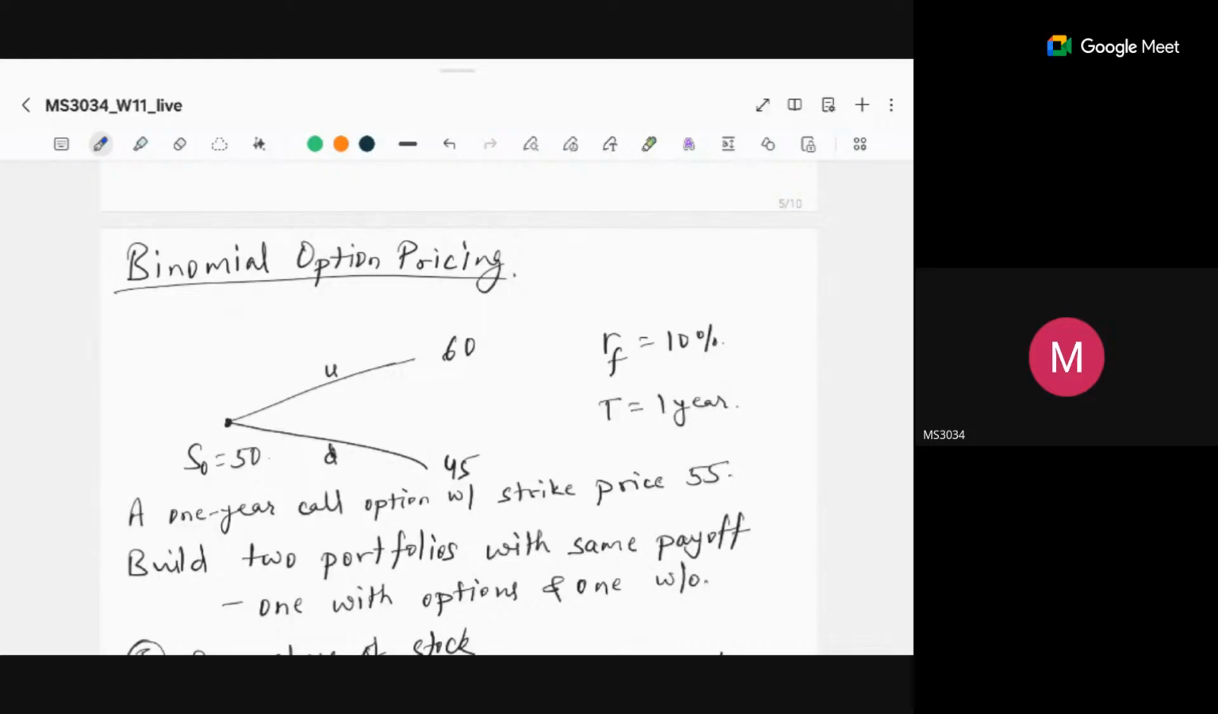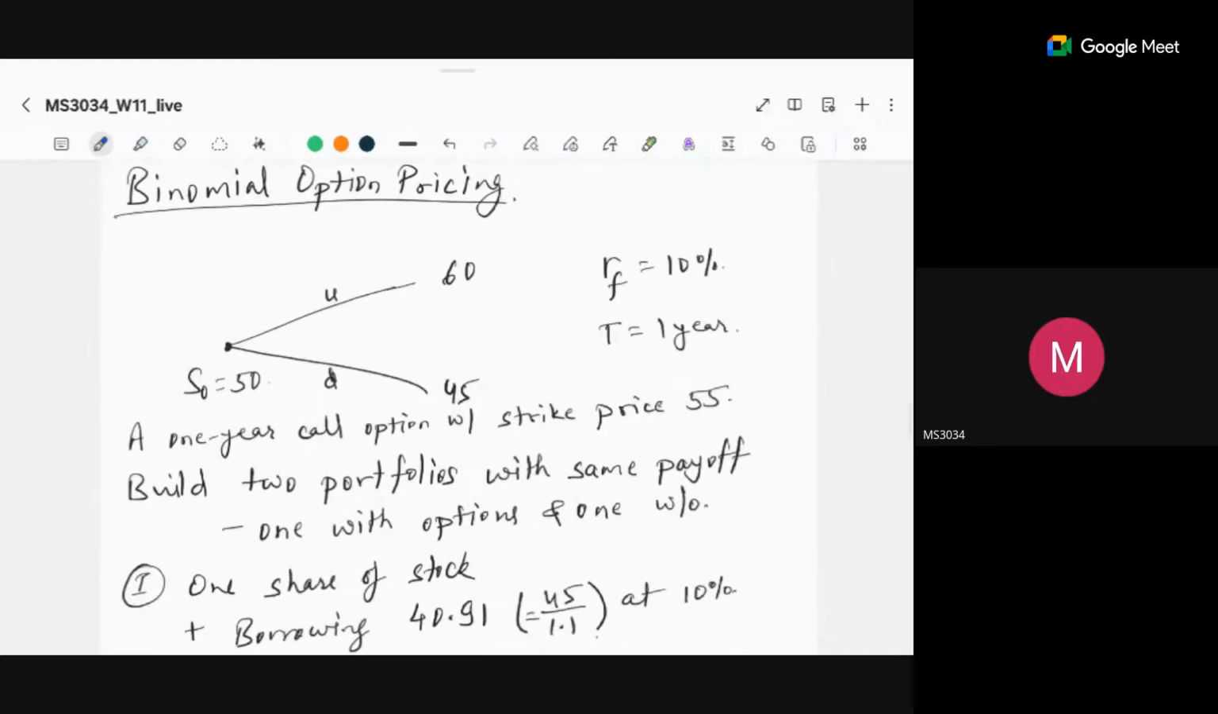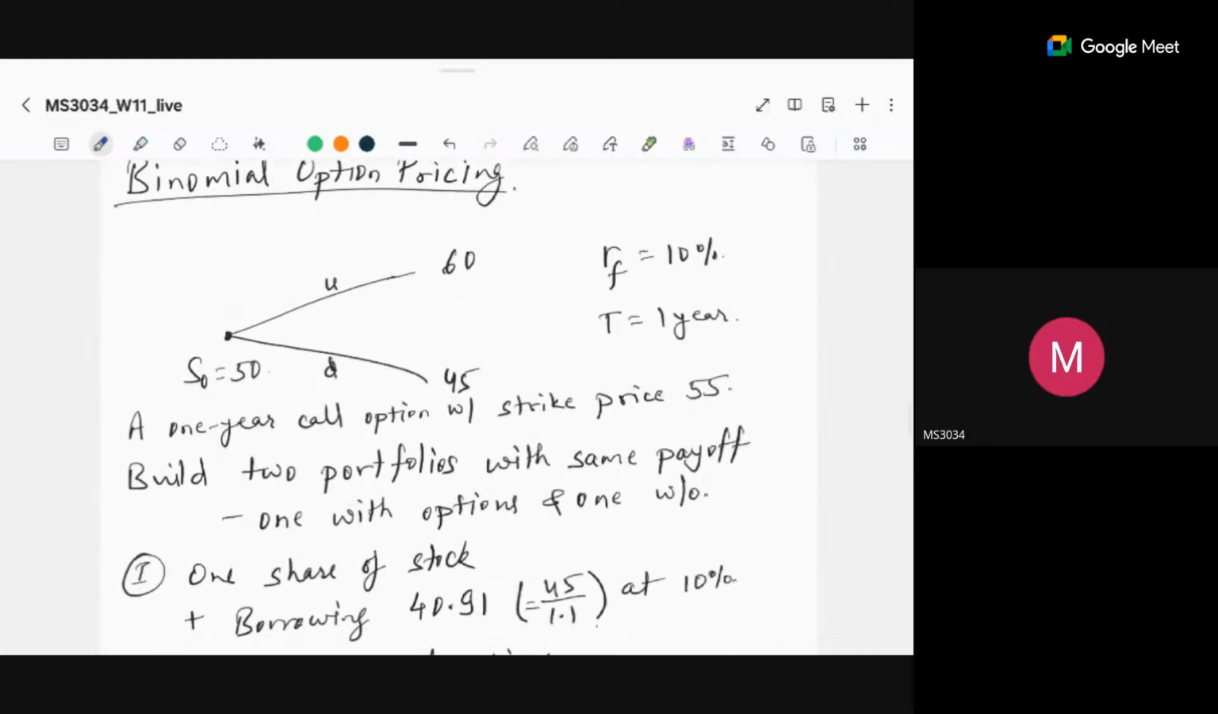So what is the binomial pricing model? Binomial comes from there being only two possible outcomes. In this case, my underlying stock, whatever that is, can take only two future values. Let's suppose only one period is there.